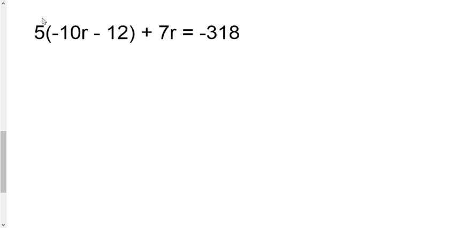Let's go ahead and take this 5 and multiply it by the negative 10r. So that would be negative 50r. Then we're going to take the 5 and multiply it by the negative 12. So that would be negative 60. And then we just pull down everything else because we haven't done anything with it yet.